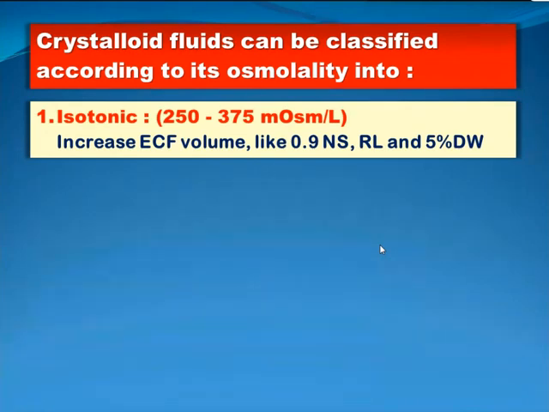So in this range, this is called the isotonic fluid because it is near to the normal osmolarity. Because it is isotonic fluid, there will be no shifting of fluid after we infuse it from the extracellular to the cellular, because it is near to or the same as the osmolarity of the plasma.